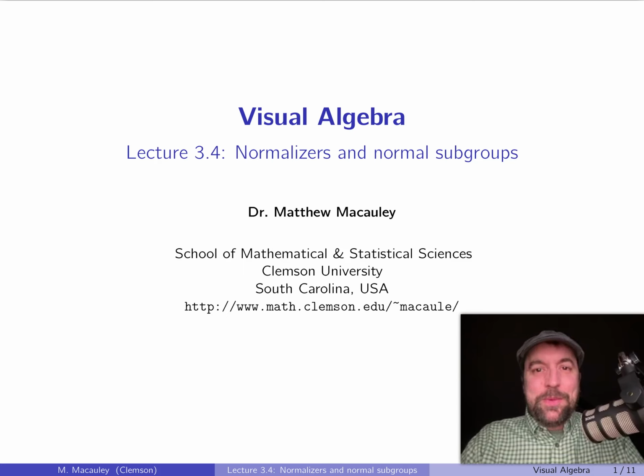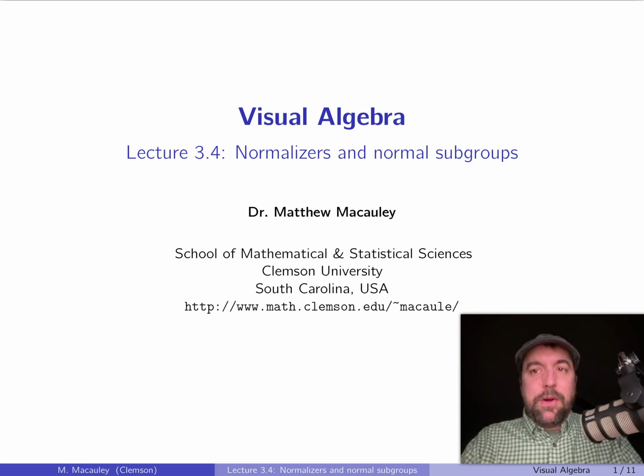Welcome to Visual Algebra Lecture 3.4, Normalizers and Normal Subgroups. In the last lecture, we learned about cosets, and we saw how every subgroup has left cosets and right cosets, and both of these partition the group, though potentially in different ways. The normalizer is the set of left cosets that are also right cosets. If every left coset is a right coset, then we say that the subgroup is normal.